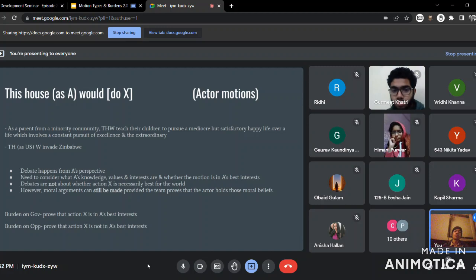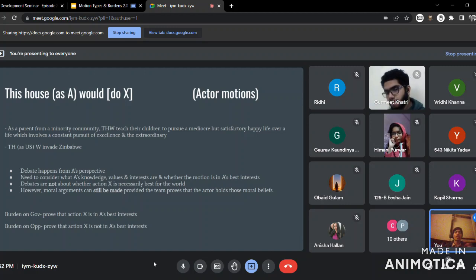One example is: this house as US would invade Zimbabwe. The second example is: as a parent from a minority community, this house would teach their children to pursue a mediocre but satisfactory and happy life over a life which involves a constant pursuit of excellence and the extraordinary.